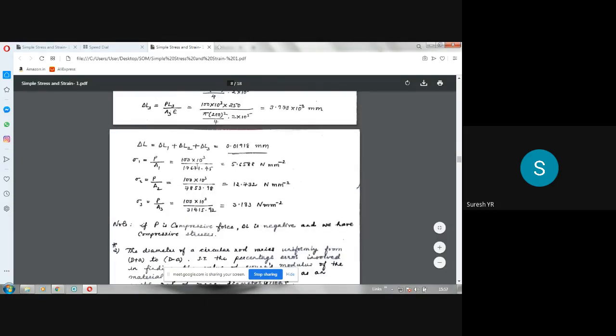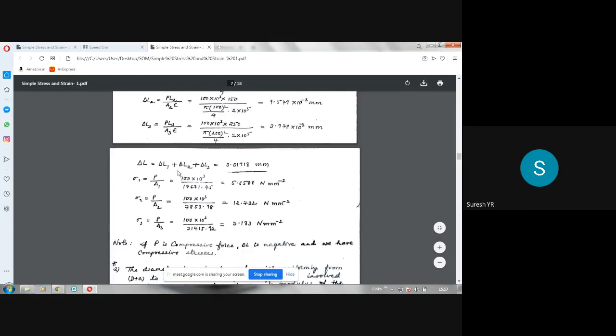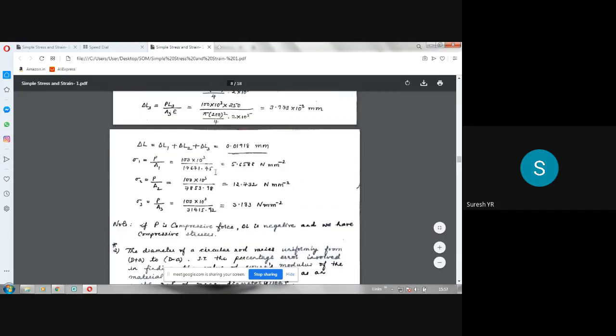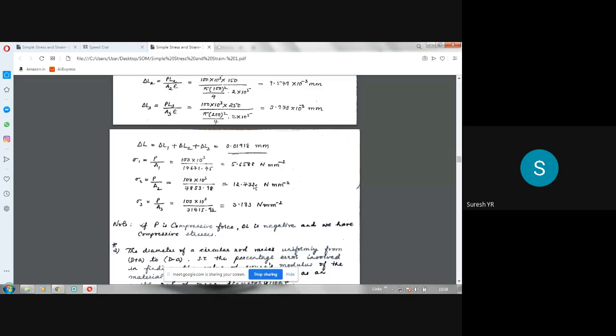So P by A1 is this value. P is once again 100 into 10 cube in newtons, divided by A1, which is pi d1 square by 4, pi into 150 square by 4. After simplification you will get this value. The stress will be in Newton per mm square. Please note that the stress value will be in Newton per millimeter square, because the force is in Newton and the area is in millimeter square.